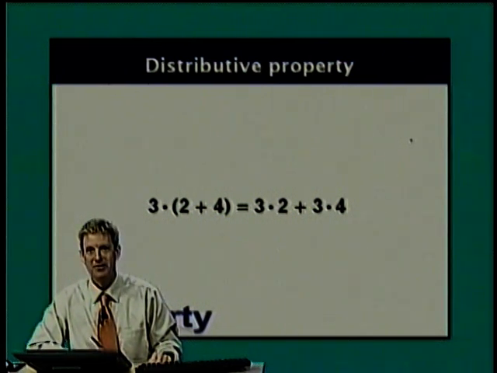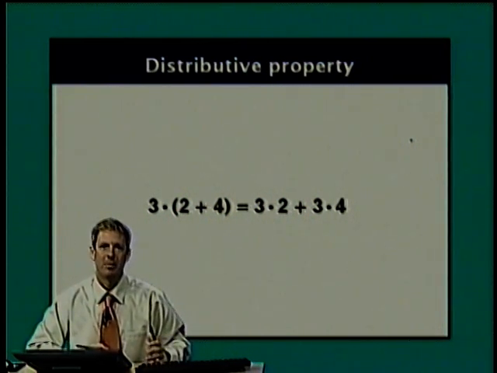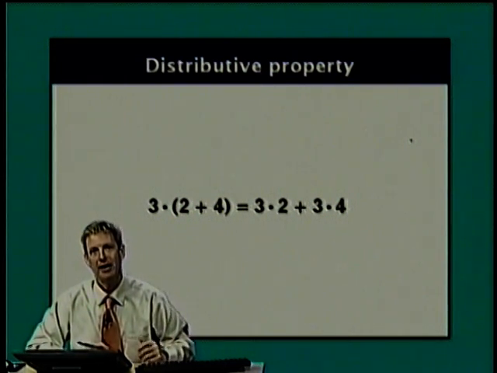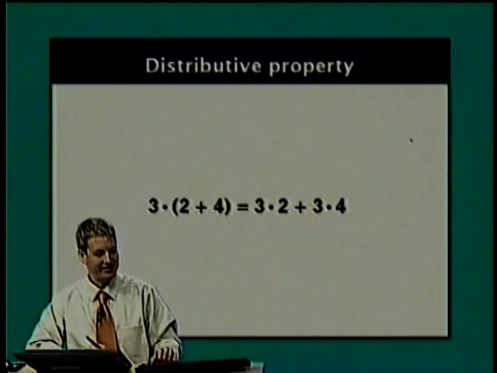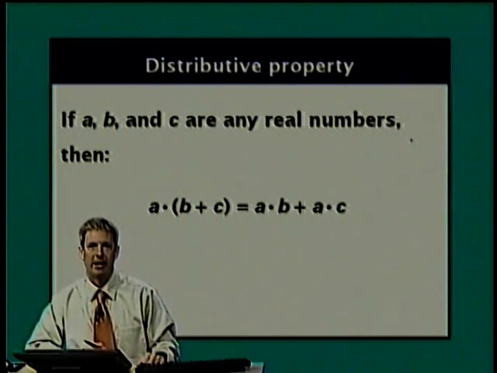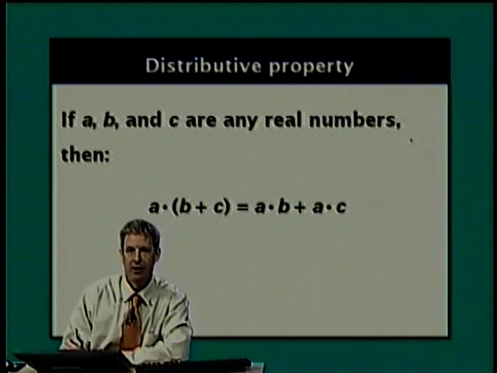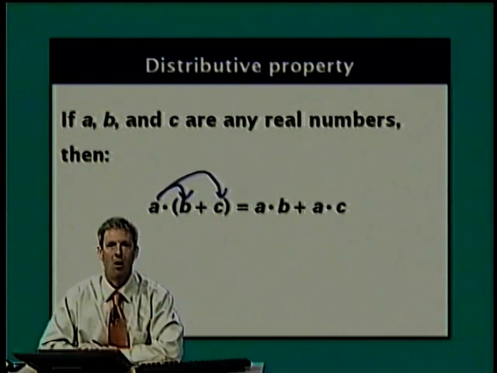3 times the sum of 2 and 4 equals 3 times 2 plus 3 times 4. This would be true if 3 was any number, call it A. If 2 was any number, call it B. And if 4 was any number, call it C. A times the sum of B and C equals the product of A and B added to the product of A and C. This is called the distributive property. And a little more specifically, we say that multiplication distributes over addition.